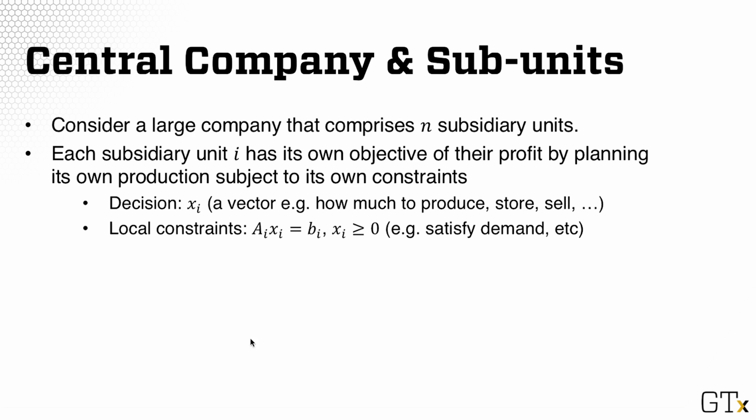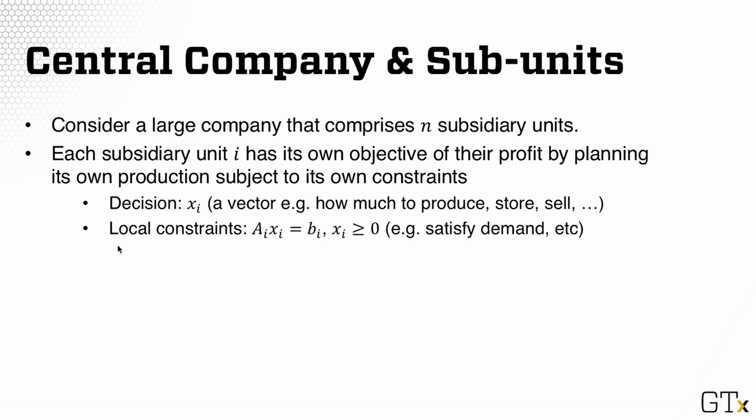For each subunit, they have to make their own decisions. We call this decision x_i for the ith unit, and this x_i is a vector decision variable. It can be how much to produce for that subunit, how much to store, how much to sell, etc. So this is whatever decision subunit i needs to make for their daily operation.